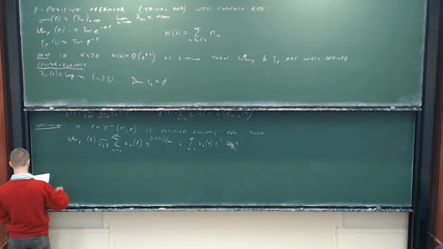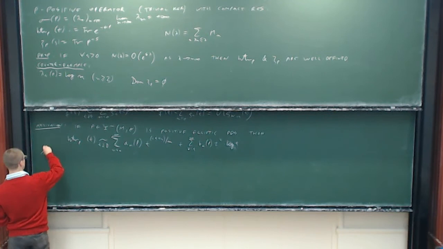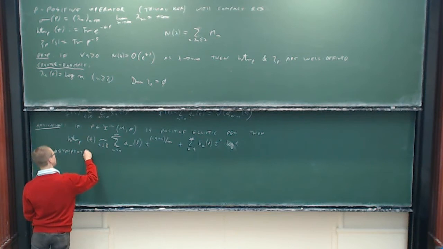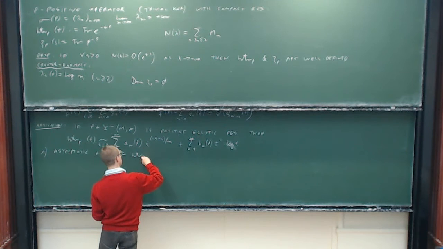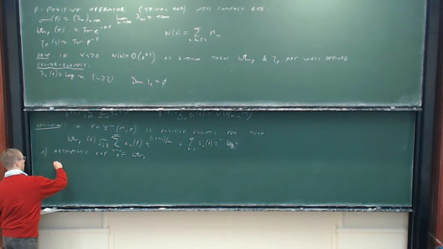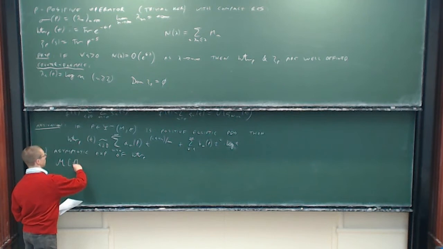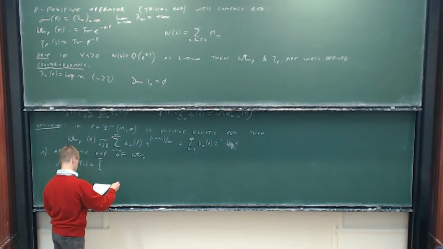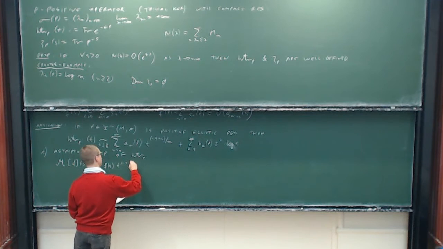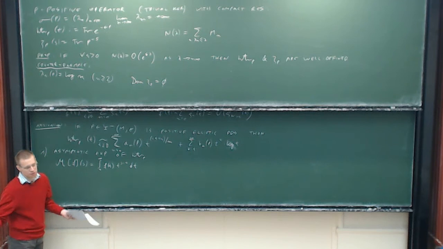So the technique I will use is the asymptotic expansion of the trace of P. Okay, so recall the Mellin transform of a positive function, which is defined as an integral of f(t) t^(s-1) dt. Of course, it's a complex function, as s can be complex, and it is defined whenever this integral converges.